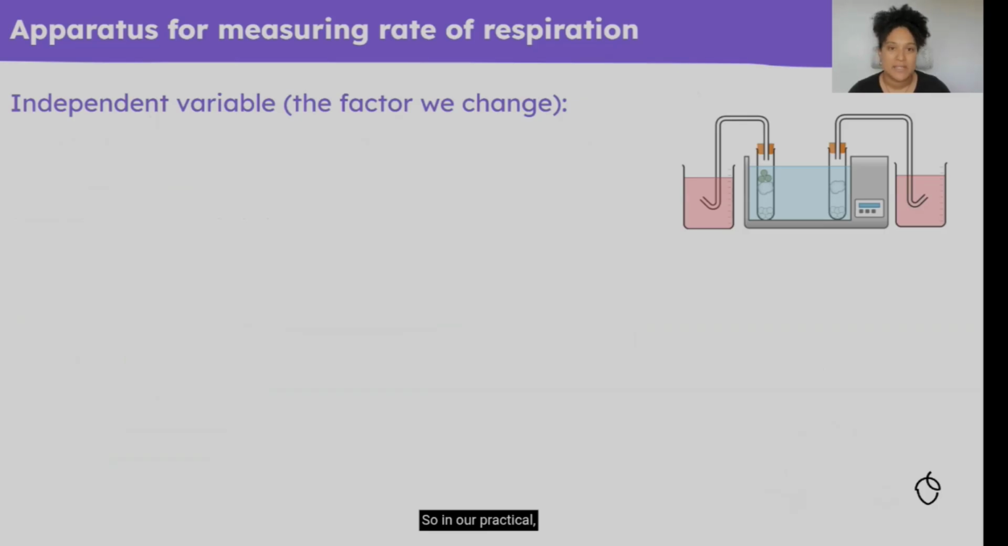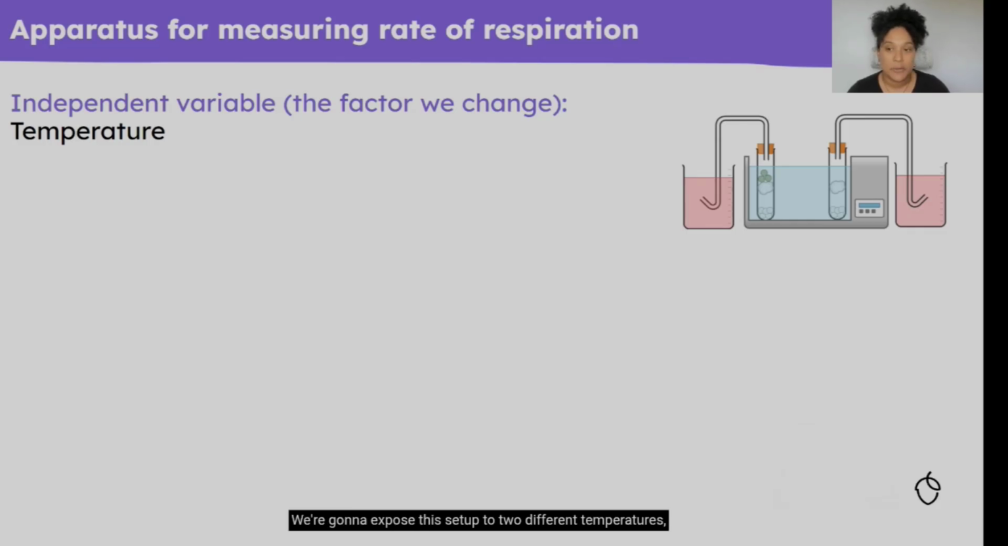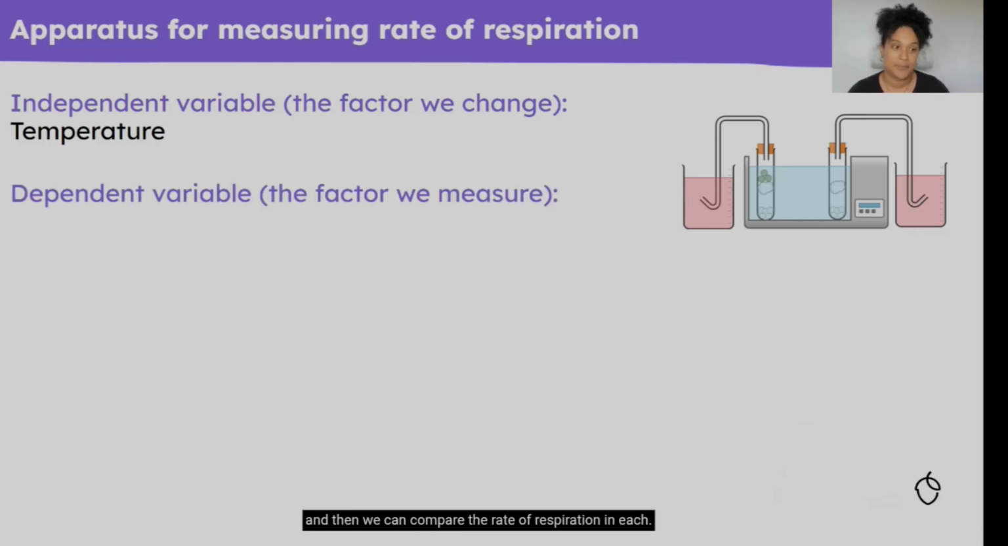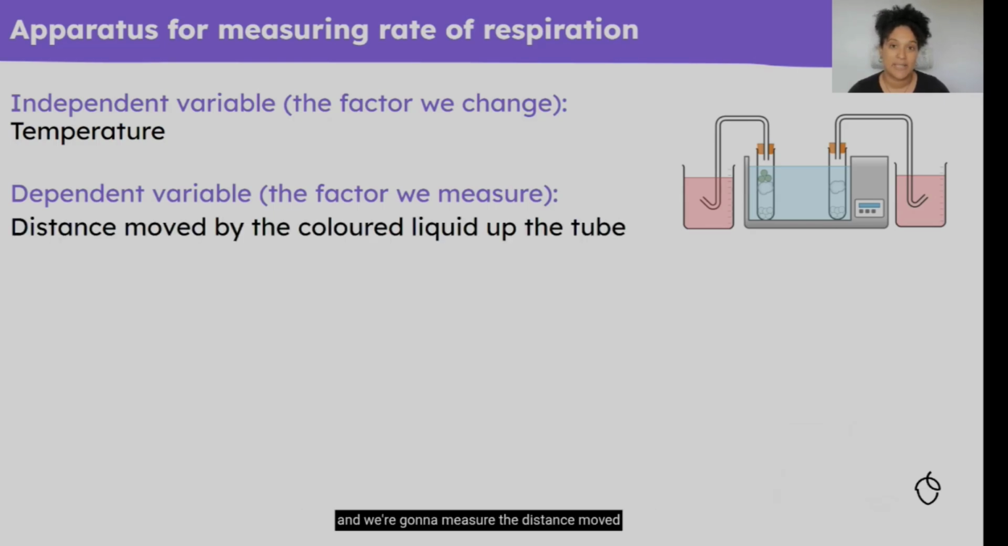So in our practical, the independent variable is the factor that we change, and in this practical, that's the temperature. We're going to expose this setup to 2 different temperatures, and then we can compare the rate of respiration in each. The dependent variable is the factor that we measure, and we're going to measure the distance moved by the coloured liquid up the tube.